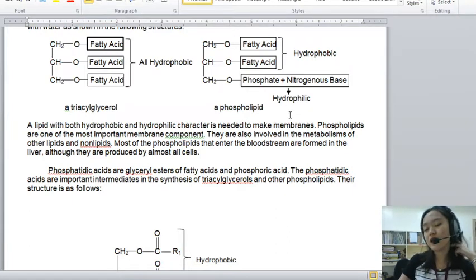So that is why, right, we have phospholipid membranes in our cells. Phospholipids are one of the most important membrane components. They are also involved in metabolism of other lipids and non-lipids. Most of the phospholipids that enter the bloodstream are formed in the liver. Okay? Almost all cells found in the body produce phospholipid, but most of them are produced inside the liver.